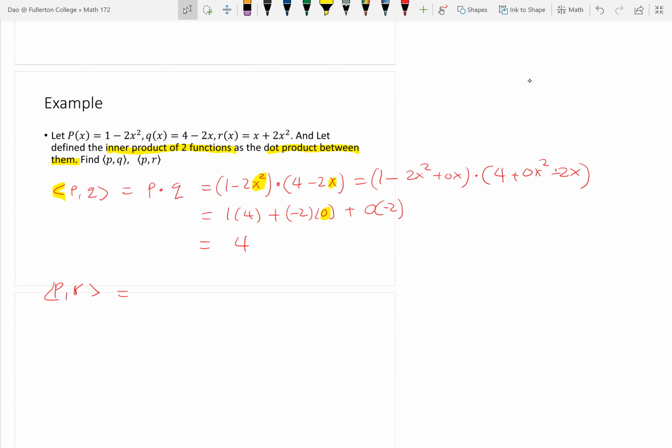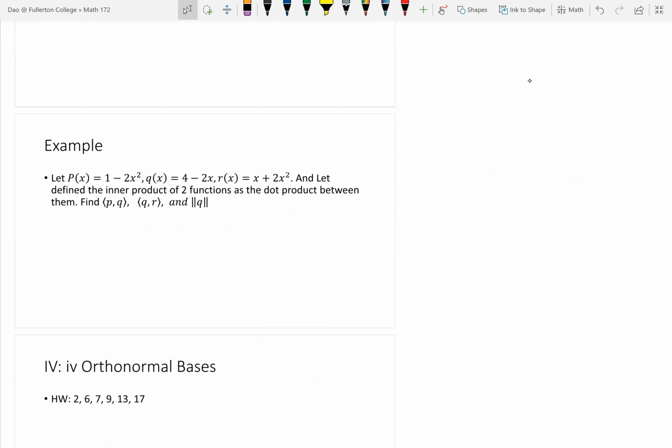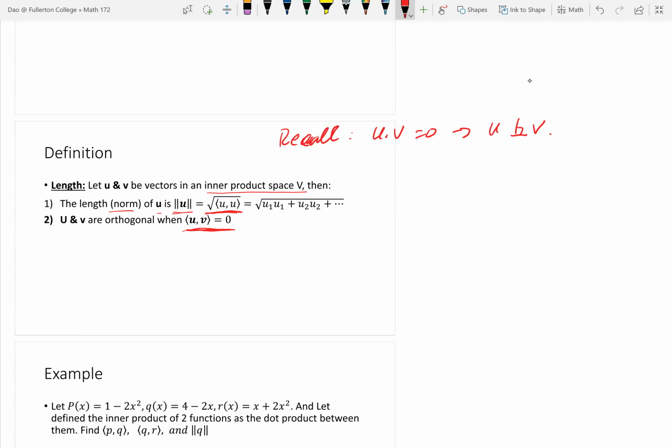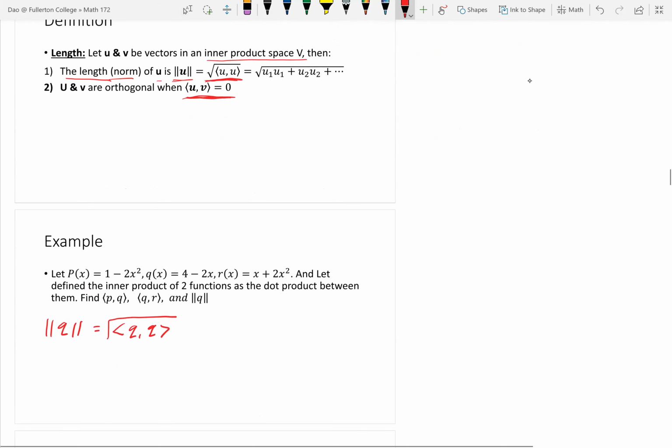It's the same thing. The only thing added on to that is to find the magnitude of Q. So the magnitude of Q is equal to the square root of the inner product between Q and Q, according to this definition. Yes, the length is equal to that.